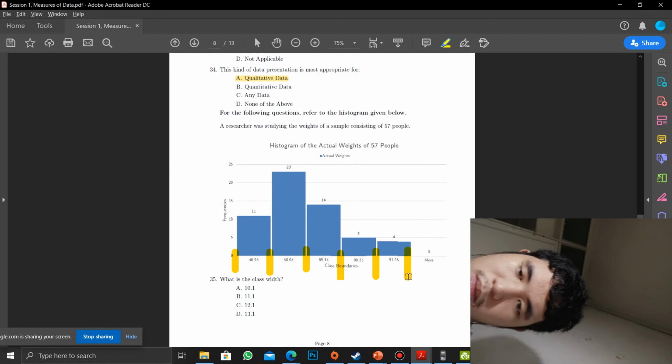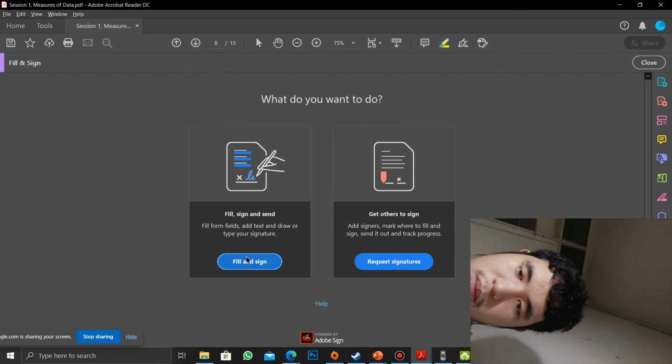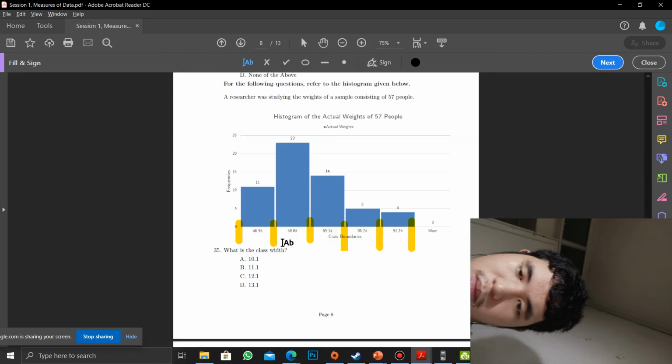Okay, next. What is the class width? Diba ang class width sa huli nating discussion is just the upper class boundary minus lower class boundary. Hindi natin kailangan mag-add ng 1, kasi class boundary yung binigay. Minus 46.95 equals 11.1. Diba? So, 11.1, that's the class width.